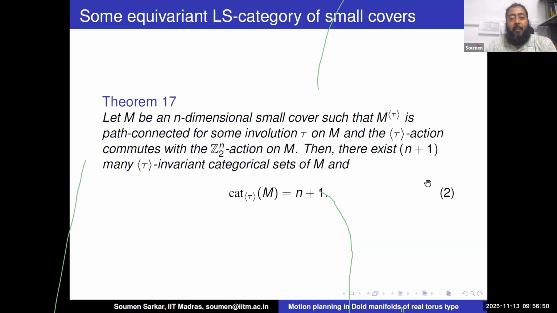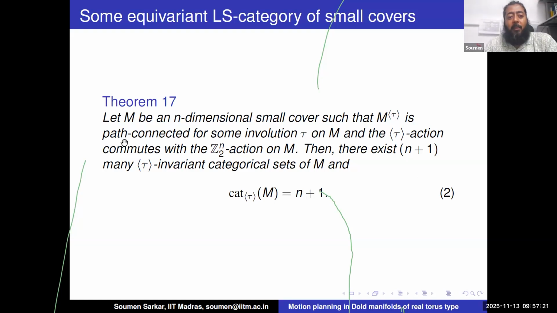If no such covering exists, then we say it is infinity. Now, if we have an m-dimensional small cover, what is a small cover? This is also a real torus manifold where the orbit space is a simple polytope. A simple polytope is a convex structure where each vertex is the intersection of n many codimension 1 hypersurfaces, if the dimension is n.